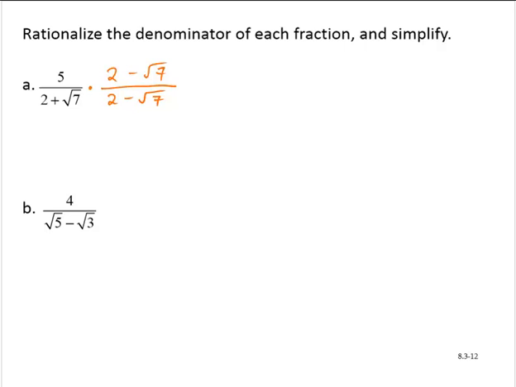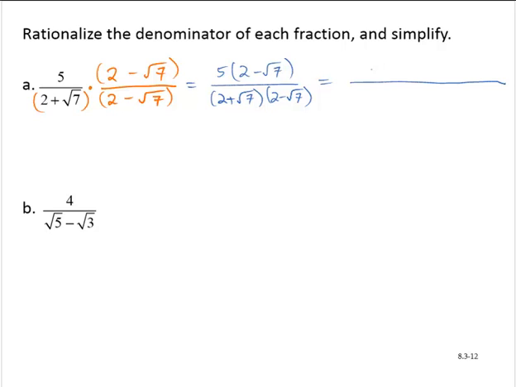And it's always a good idea to throw some parentheses when you're multiplying binomials, to remember to use the distributive or the FOIL technique if necessary. Alright, so rewriting this, I now have 5 multiplied by 2 minus the square root of 7 in the numerator, and I have 2 plus the square root of 7 multiplied by 2 minus the square root of 7 in the denominator.